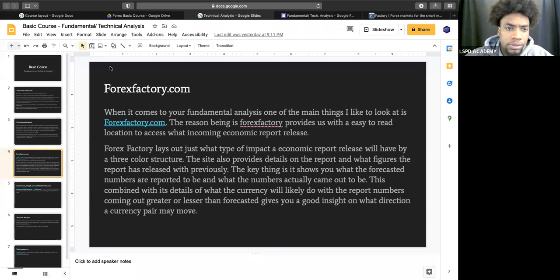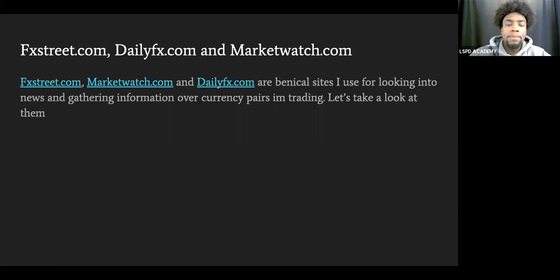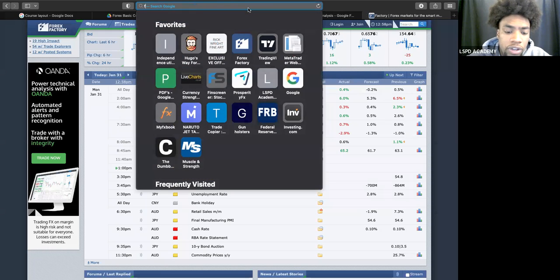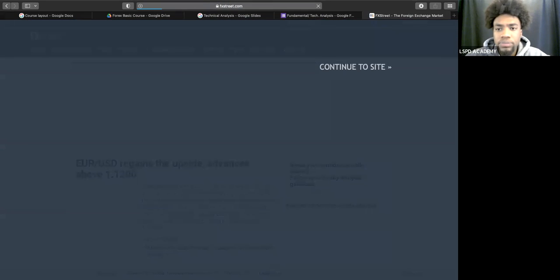Let's go back here. So you also have sites like FX Street, DailyFX, and MarketWatch.com. And all these are beneficial sites when it comes to looking into news reports and just gathering general information over that currency pair, or what that currency is doing, or how the economy is doing. So what we'll do is we'll take a few looks at that. Let's go to FX Street first, right?